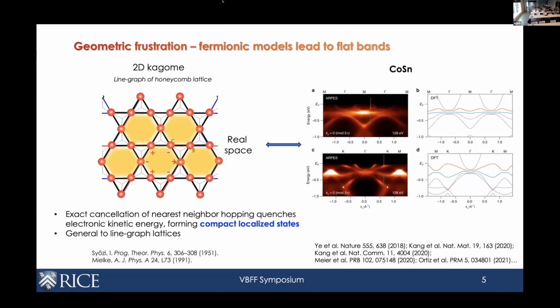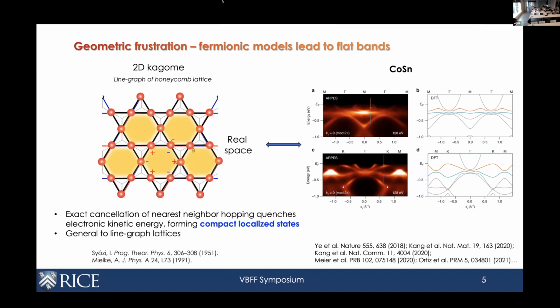So this is a paper published, I forget which Nature journal, but it's one of these Nature journals, on cobalt-tin, a Kagome material that is not magnetically ordered, and however, you can see very clearly there are these flat bands that appear in these band dispersions that correspond very well to this DFT calculation. These are the Kagome flat bands, which derive from this kind of picture.